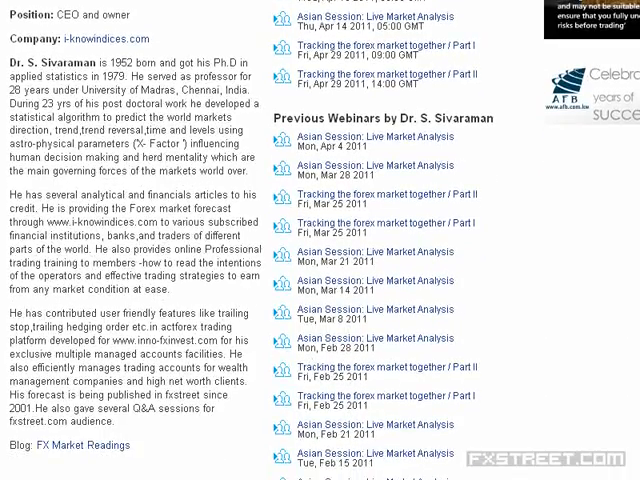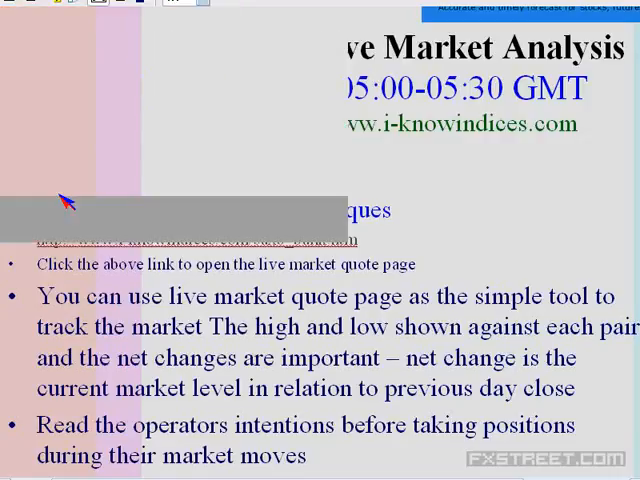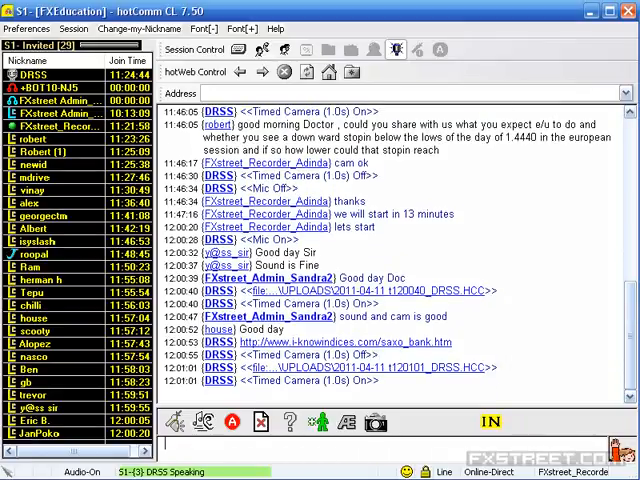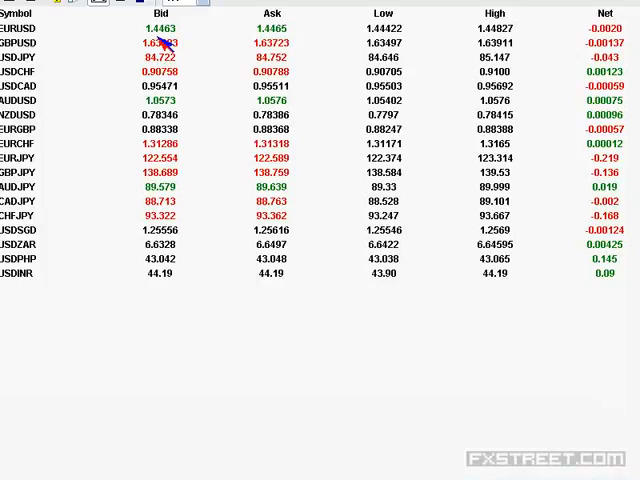Let me display the PowerPoint presentation. Asian Session Live Market Analysis on April 11th between 5 and 5:30 GMT. So we will track the market using the live market quote page. The link for the same is given in the hotcom window. You can open it in a browser and see the live market quote page. I am also focusing the camera over the live market quote page. Now currently you can see it, the live market quote page.